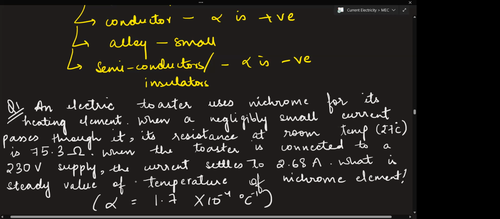Try to calculate T. See, it's a formula based question only. This question looks long because it's in a story form. Room temperature is given, resistance at room temperature is given. Temperature you have to find out. Resistance you can find out with this. Alpha is given, only T is the variable. So quickly all of you calculate and show me your answers.